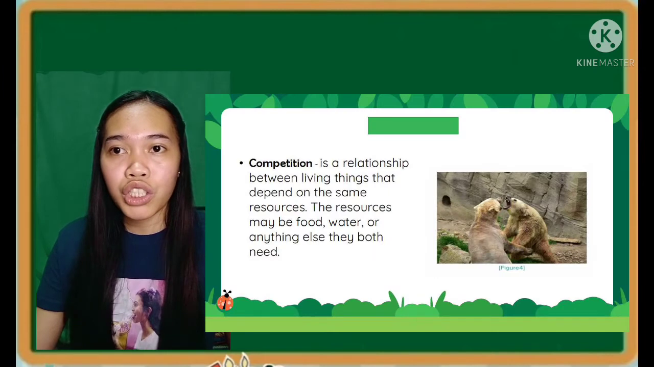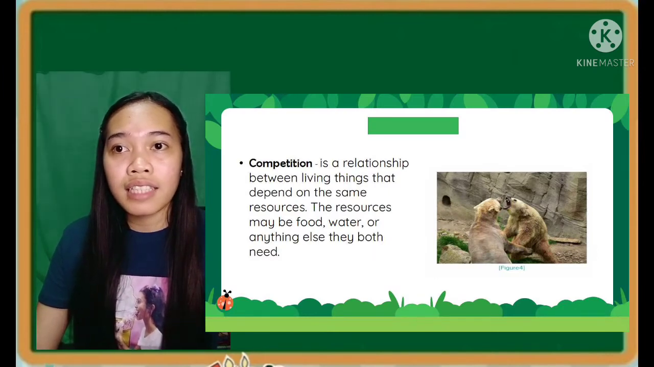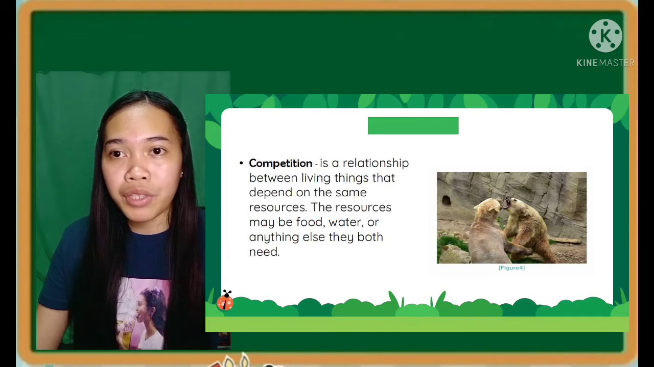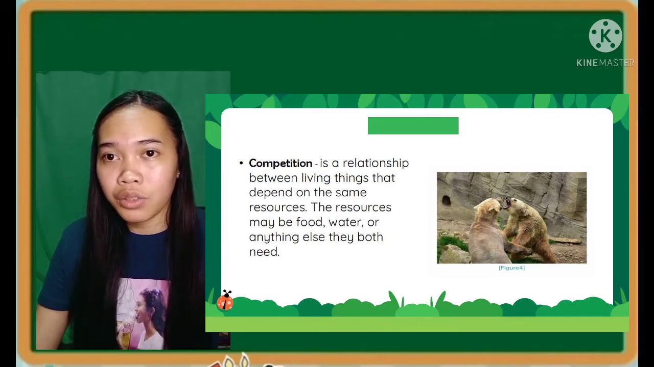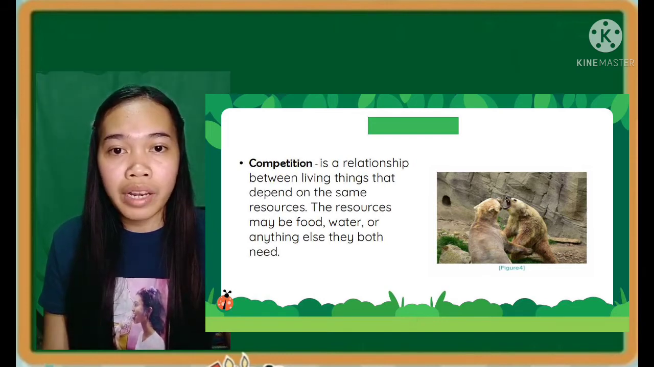Competition is a relationship between living things that depend on the same resources. The resources may be food, water, or anything else they both need. So just like what is shown in the picture, the two bears are fighting for their food.